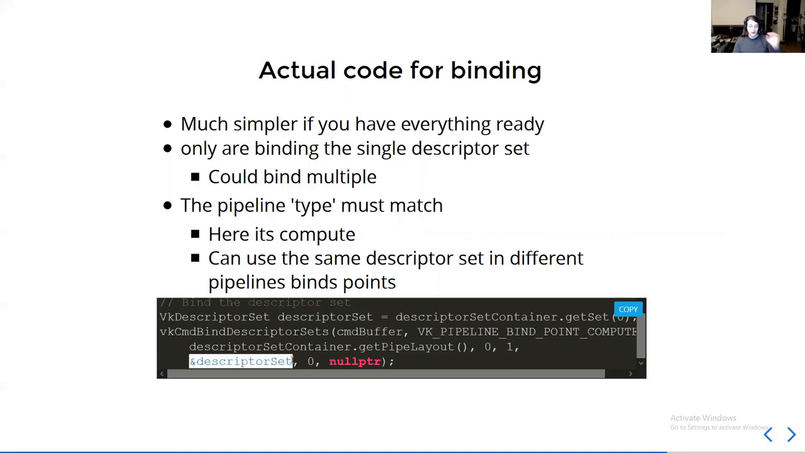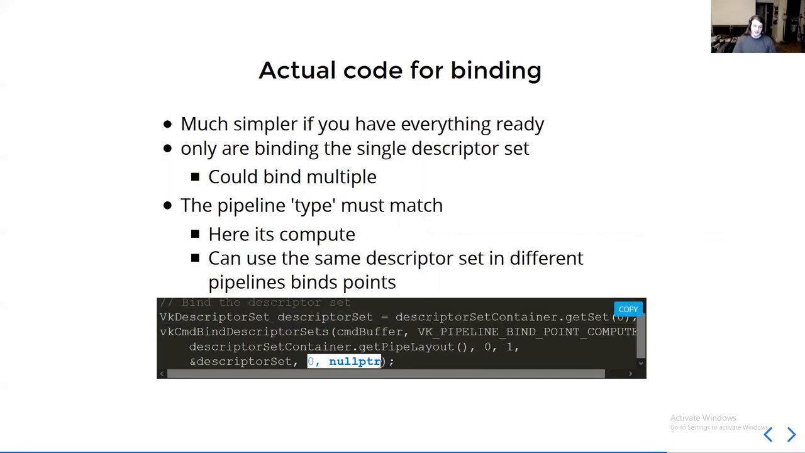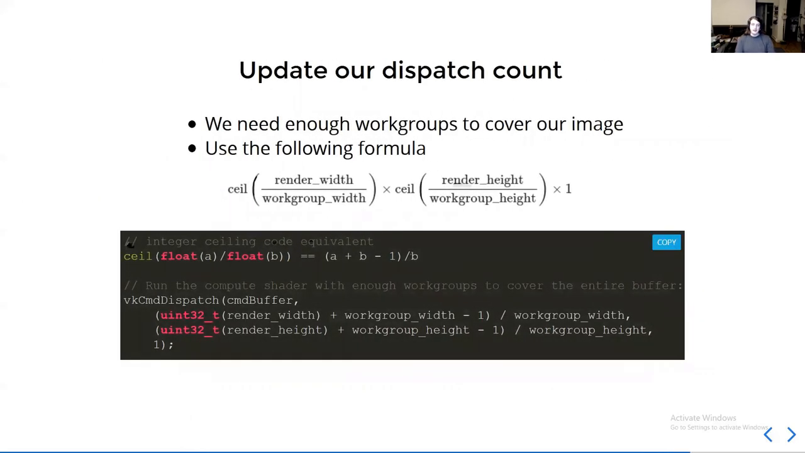Here's the pointer to an array of those sets, but because we only have one, we can just quickly take the address of the local variable, and then we have the zero null pointer for the things we aren't going to explain. And so now we've bound the pipeline, we've bound the descriptor set, and can use it in further code.